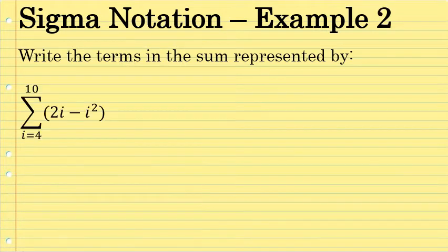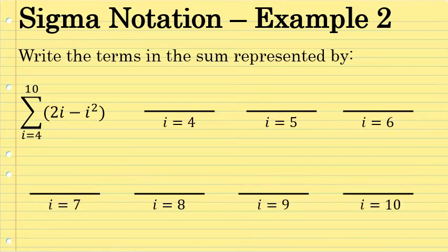Next, let's consider the sum as i goes from 4 to 10 of 2i minus i squared. Here, the sum is going from 4 to 10. There will be 7 terms in this sum, starting at 4 and ending at 10. In the first term, i will have a value of 4. So 2i minus i squared would be 2 times 4 minus 4 squared.